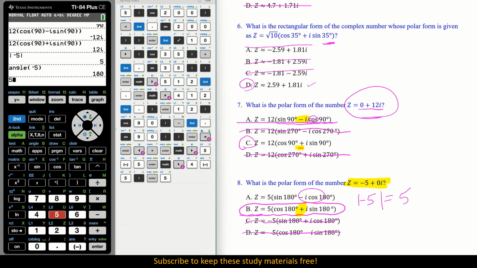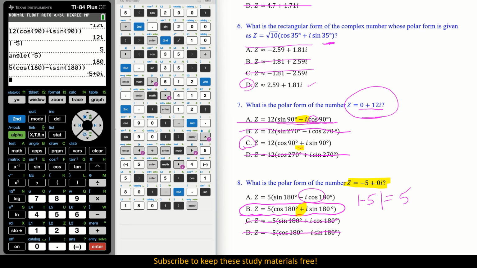So 5, parentheses, cosine 180 degrees, close parentheses. I'm going to say minus second I, then sine 180, close again. Now it's written exactly the way we see it. All right, let's push enter. Ah, yes. And this time it did come back with a minus 5 plus 0i, exactly where it was given.